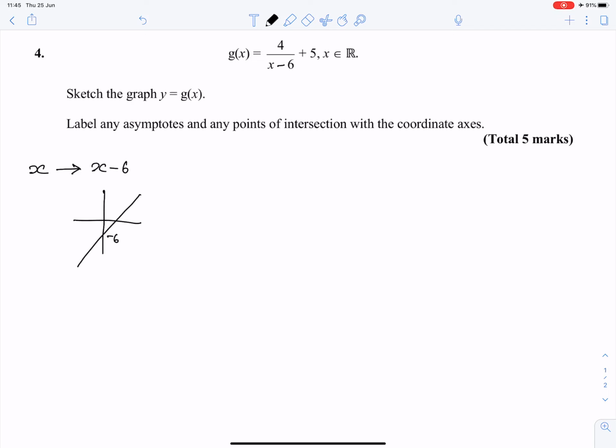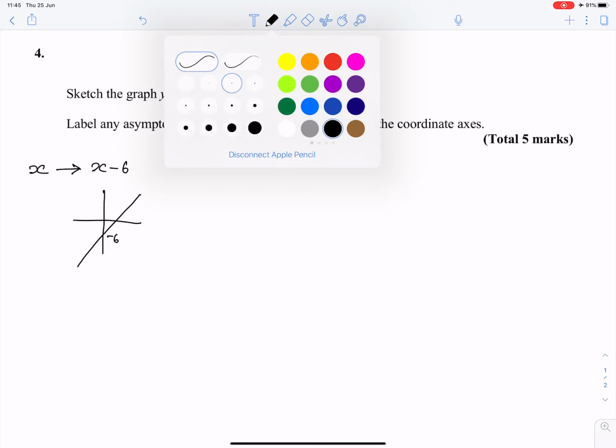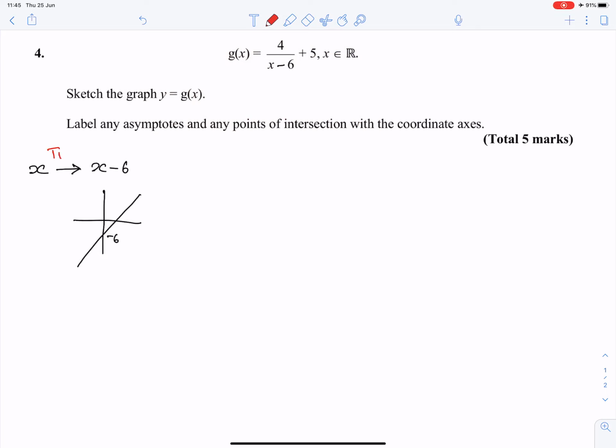But actually, we've changed the x here. So if we think about this as a transformation, it's a translation. And we moved it down because we know what x minus 6 looks like. But actually what's happening is we're changing the x value, so the graph is moving across 6 because this is at (6, 0). And it so happens when the gradient is 1 that it goes through minus 6 as well.